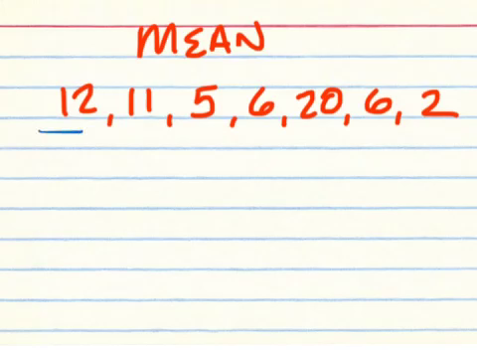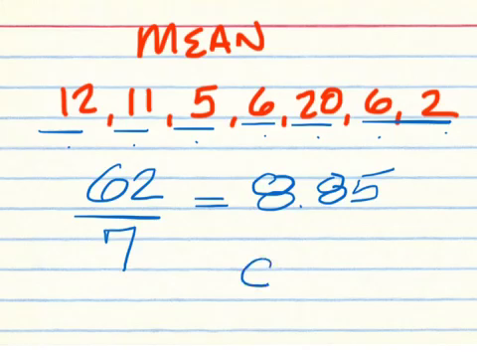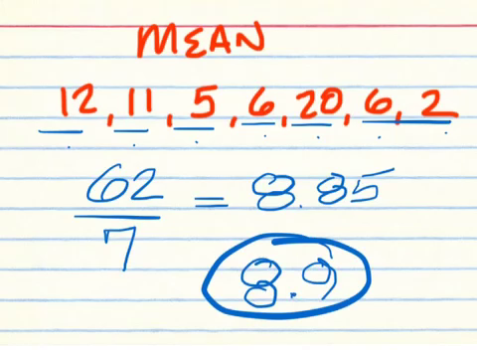Again, add these up. 12, 23, 28, 34, 54, and 8 is 62. And we have 1, 2, 3, 4, 5, 6, 7 numbers. So again, it comes out to be the exact same thing that was in the last example, just by coincidence. And we already know that came out to be 8.85 to the hundredths place, but you're rounding that to 8.9. It just happened to be the same total and the same number of numbers, just by accident.